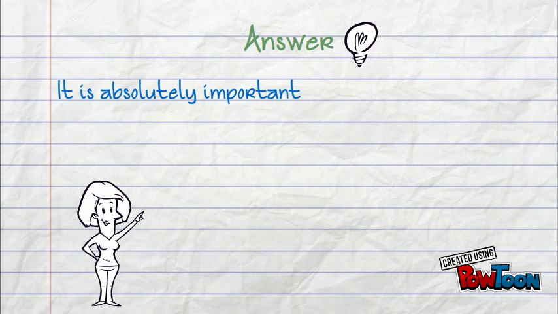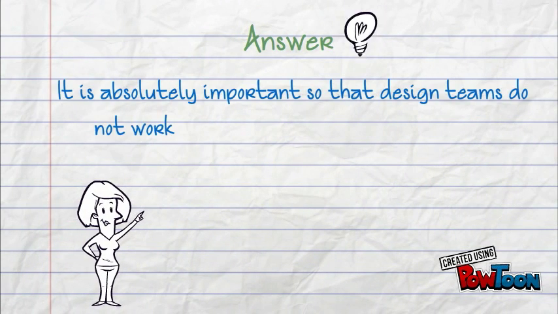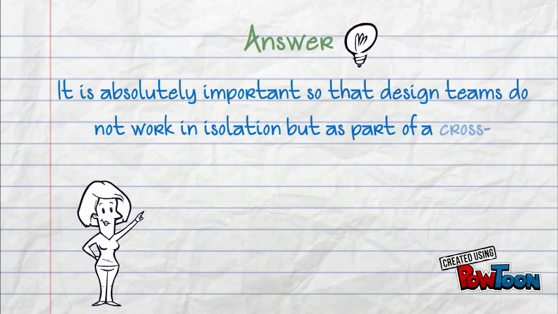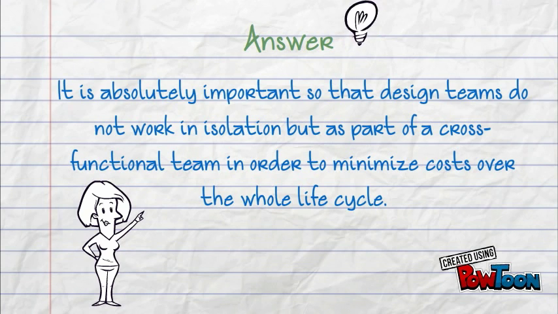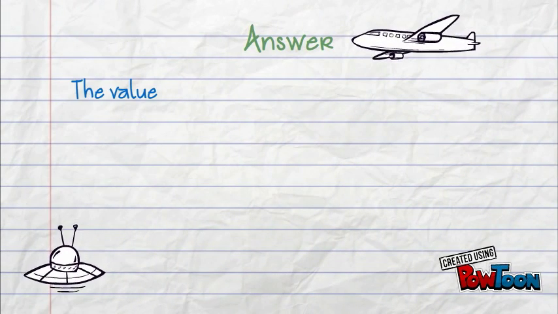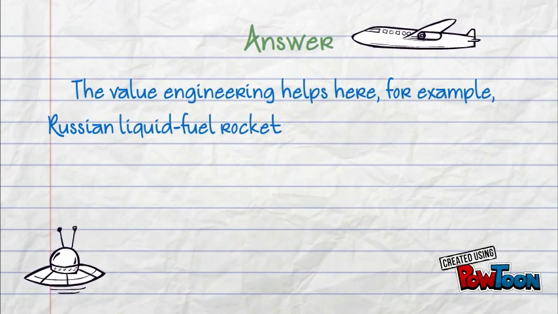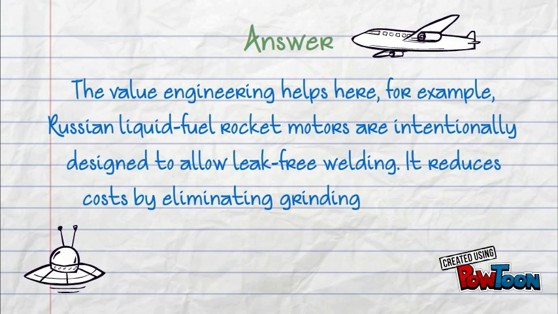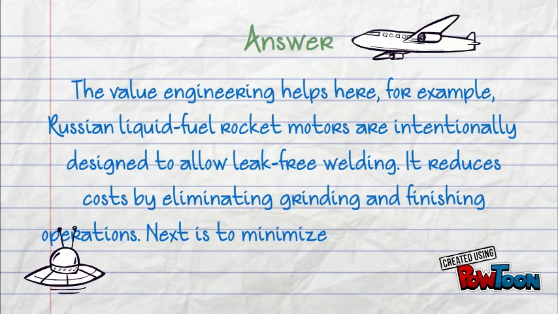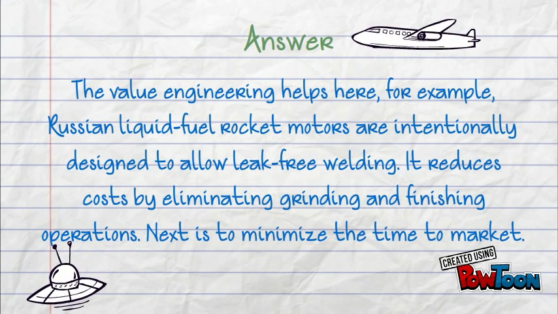It is absolutely important that design teams do not work in isolation but as part of a cross-functional team, in order to minimize costs over the whole life cycle. Value engineering helps here. For example, Russian liquid-fuel rocket motors are intentionally designed to allow leak-free welding. It reduces costs by eliminating grinding and finishing operations.